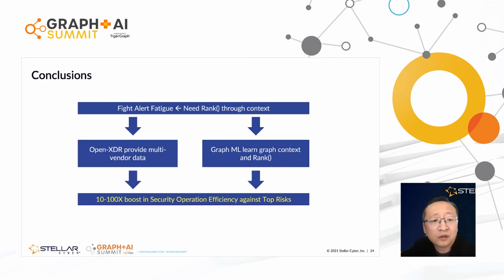And with both, we can finally achieve a 10 to 100 times boost for security operation efficiency against top risks, so that people, as CISO or CIO, can quickly know what the top risk for their company is and have peace of mind that those cases get handled.